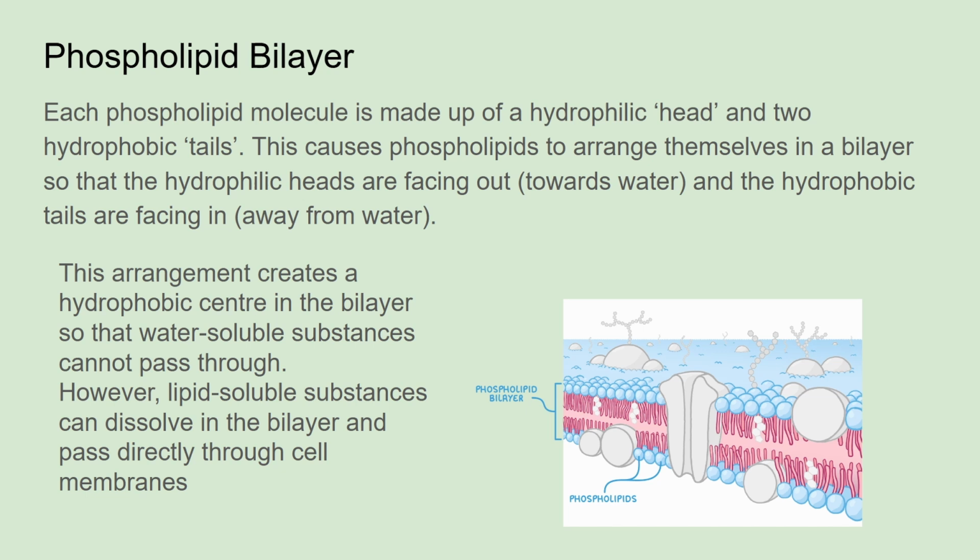This causes phospholipids to arrange themselves in a bilayer so that the hydrophilic heads are facing out towards water and the hydrophobic tails are facing in, away from water. This arrangement creates a hydrophobic center in the bilayer so that water-soluble substances cannot pass through. However, lipid-soluble substances can dissolve in the bilayer and pass directly through cell membranes.